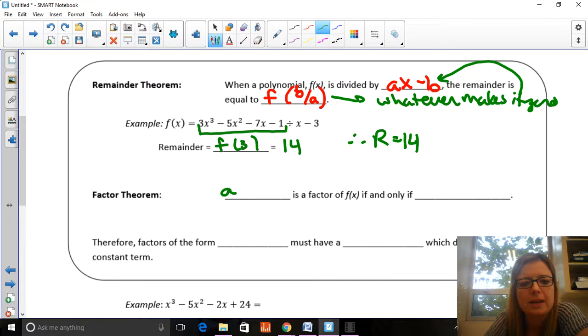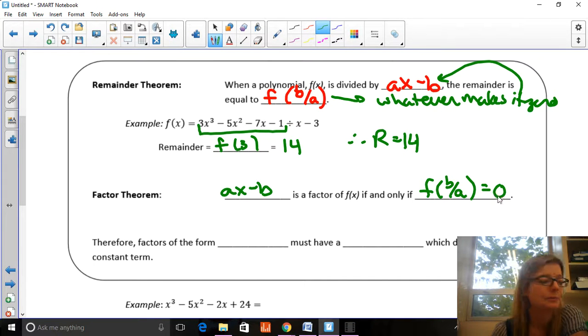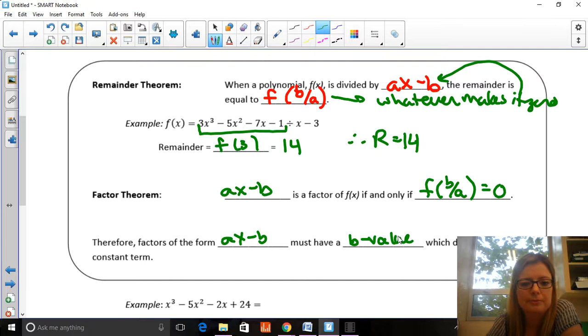So ax minus b is a factor of f at x if and only if, when you put b over a in, so f at b over a, you get 0. Okay, so therefore, factors of the form ax minus b must have a b value which divides into the constant term. Okay, so factors of the form ax minus b which have a b value which divides into the constant term. So I'll show you what that means here.